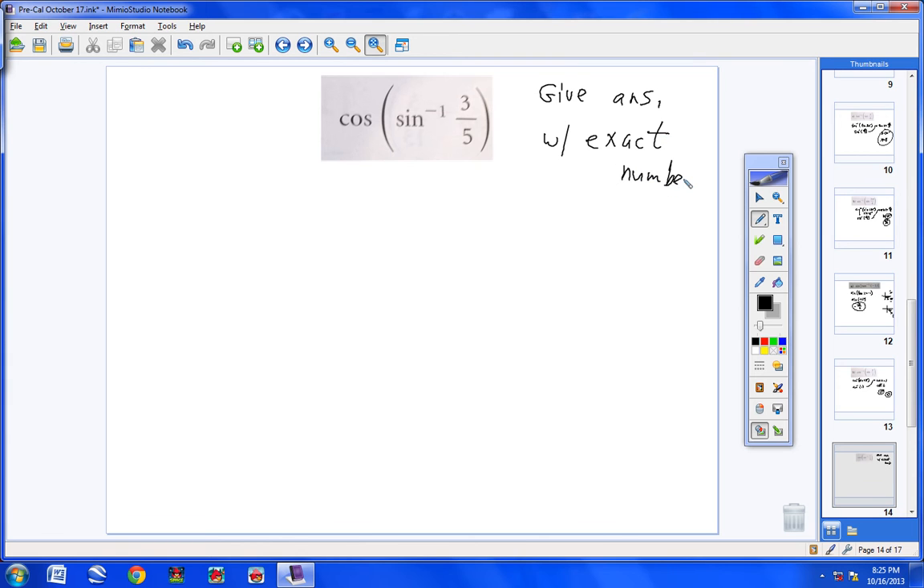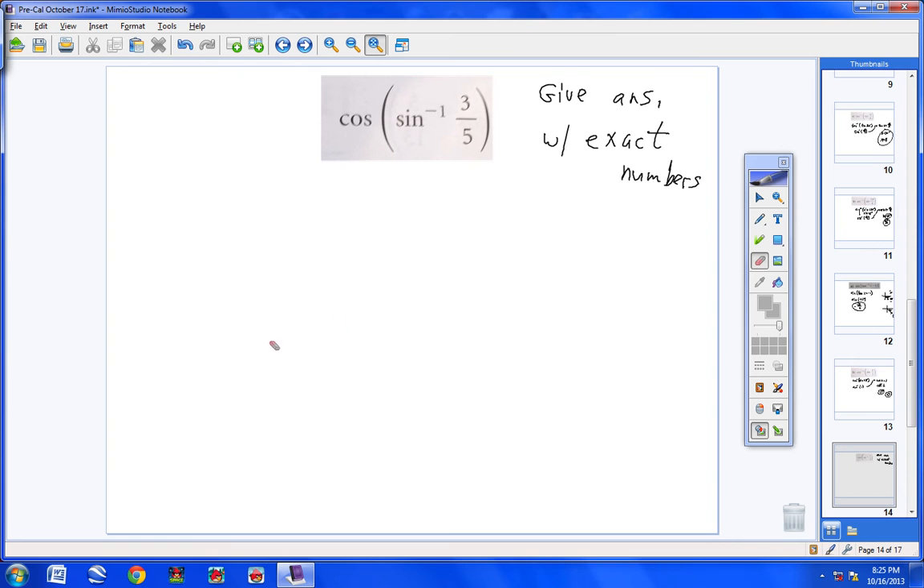Because real quick, I'm going to do something. Don't write this down. Just watch. If I didn't tell you to use exact numbers, it's a piece of cake. It would be cosine of sine of x equals 3/5. You would take your handy-dandy calculator, and since you're looking for an angle, you would hit second sine of 3/5, and you would get out 36.8699 degrees. Then take the cosine of that, and you get your answer, and you're done. Piece of cake.